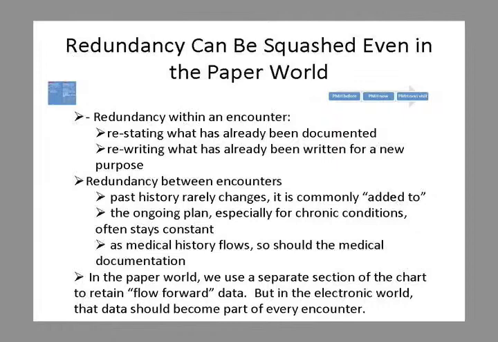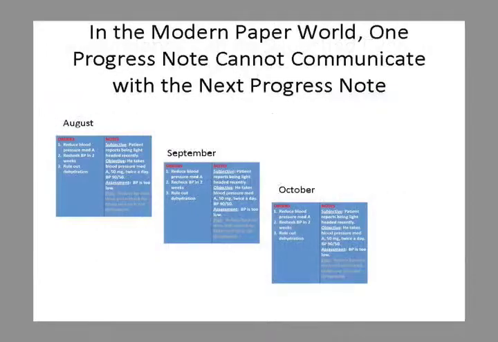Also, ongoing plans for their current condition, that doesn't change very often unless something new comes out or something acutely changes. Also, as medical history flows, things add to it, and that should add to your documentation history. In the paper world, we use separate sections of the chart to flow forward. I'll explain that in a minute graphically.